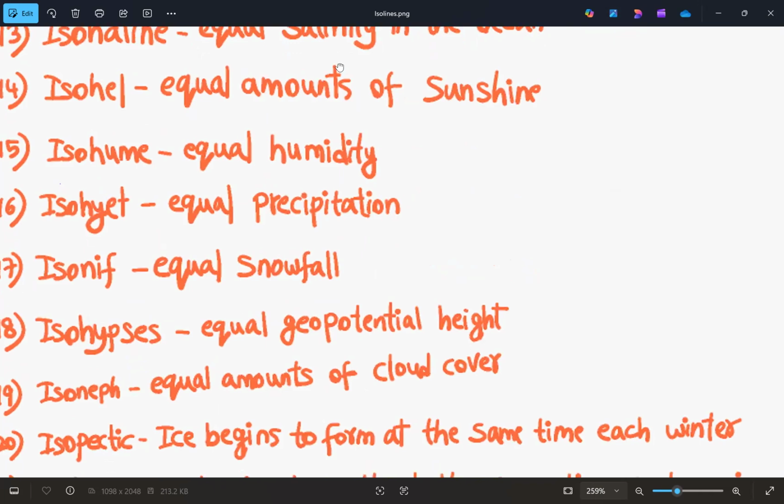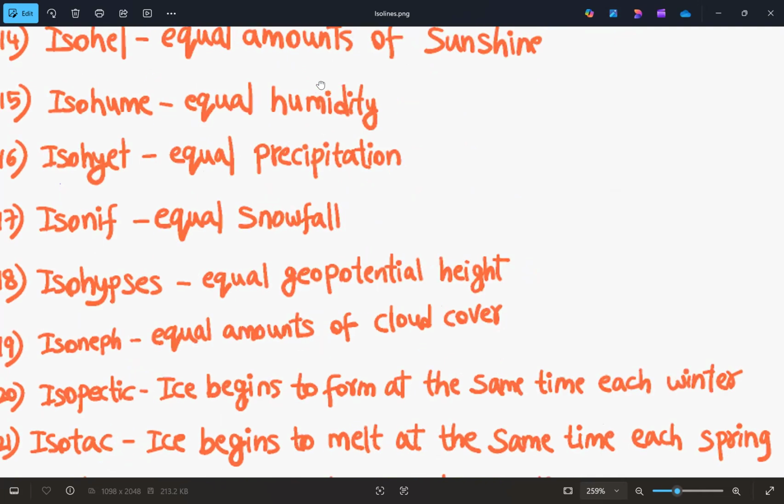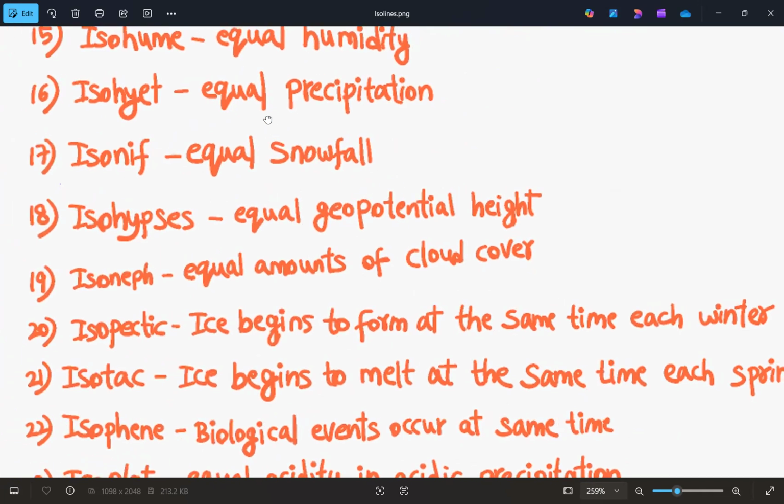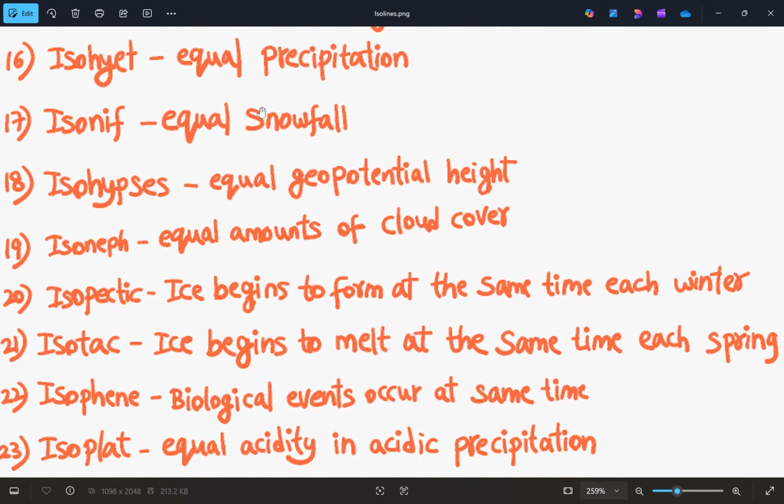Isohyet: as you go to more height, you can enjoy more rainfall. So isohyet, equal precipitation. Then the next one is isonif. Isonif means equal snowfall. The 18th one is isohips. It has equal geopotential height. Whereas isoneph is different from isonif. Isonif means equal snowfall, whereas isoneph means equal amounts of cloud cover.